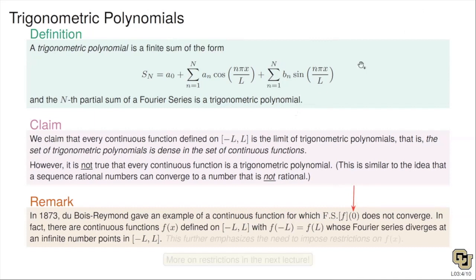So the point of this statement is that it's not just you pick any function and find its Fourier series and everything's going to be hunky-dory. Hunky-dory is a term we used back in 1873. I'm trying to bring it back.